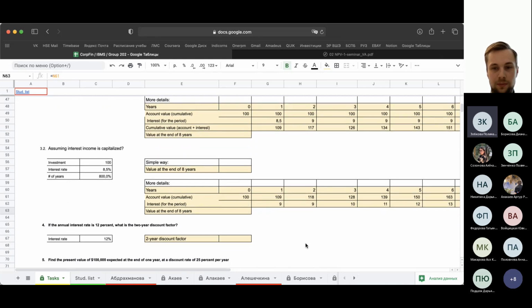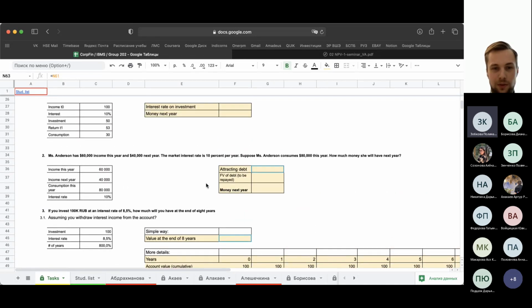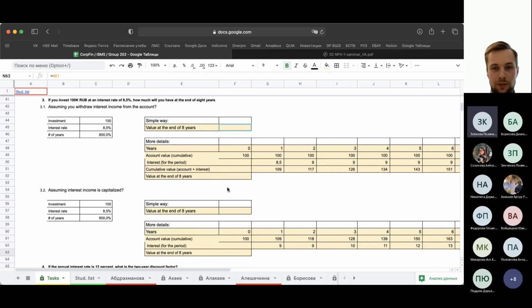Why in the previous task don't we multiply by the coefficient for interest? We have a similar one. Well, in the previous task, you mean here? No, I mean the previous part of the third task. Yes, here. Well, because we withdraw interest income from the account, so we have earned some interest income, 8.5, and we just take it from the bank and store it, let's say, at home, in our pocket. And we have 100 at the end of the first year in the bank account.